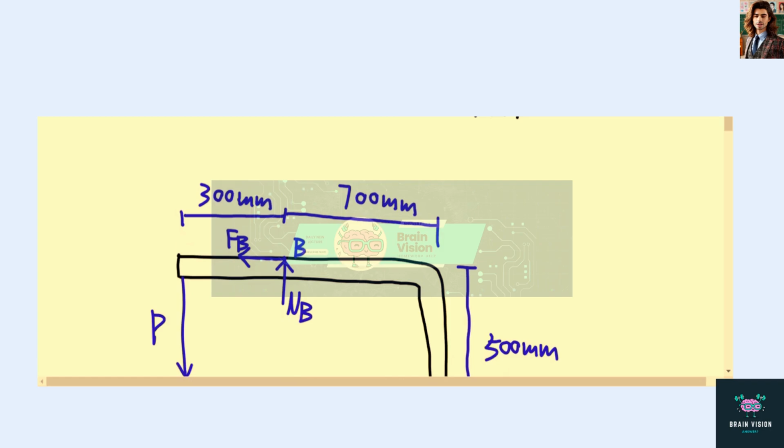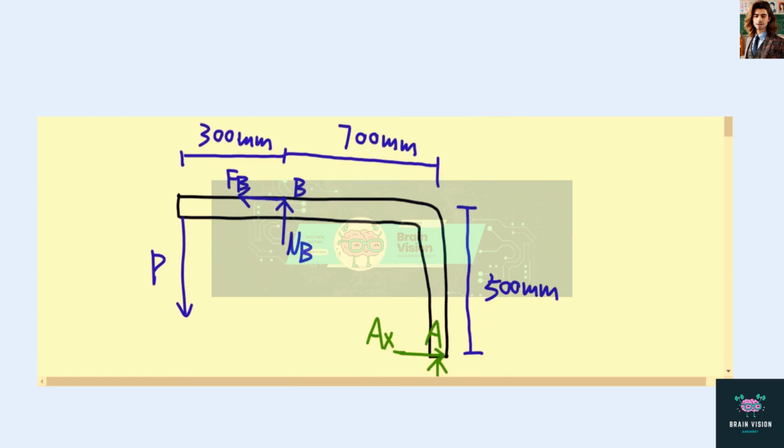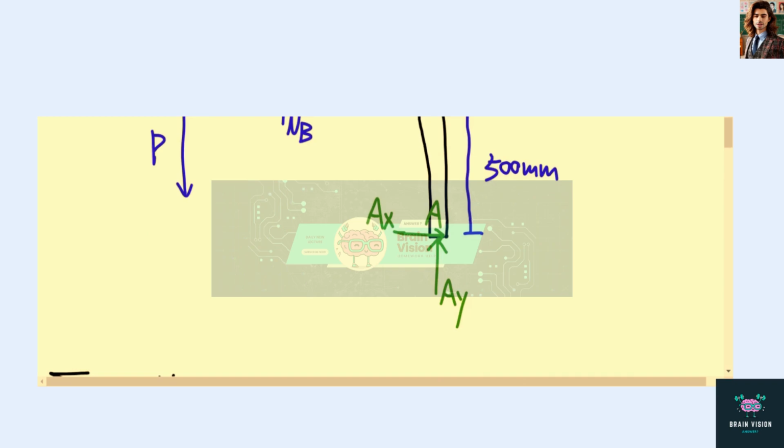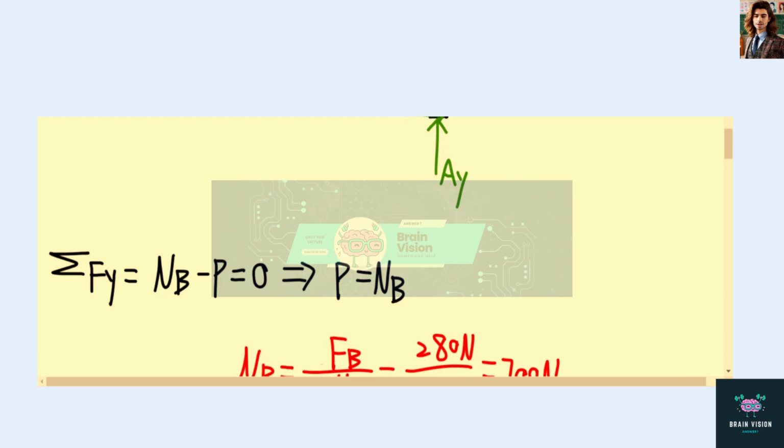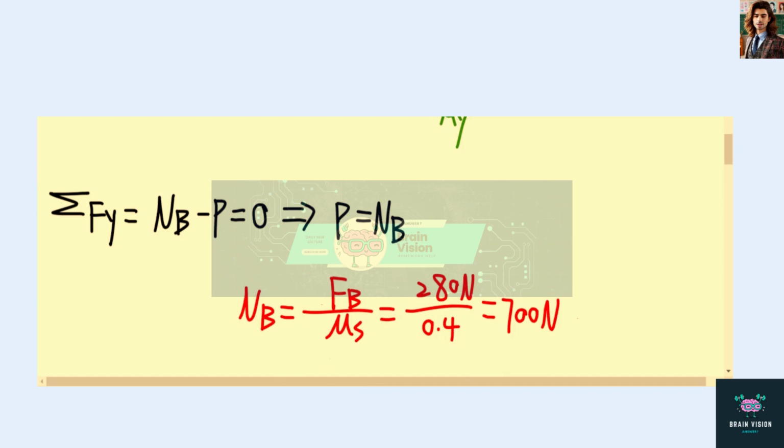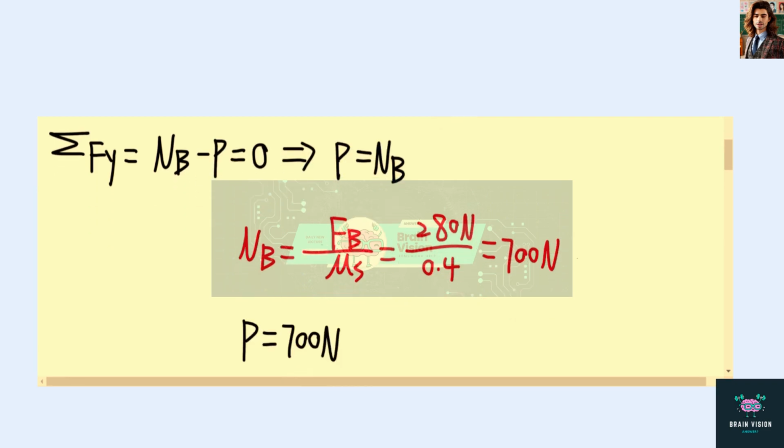And this is the force diagram for the brake bar. Now let's apply the force equilibrium for the brake bar. The net force along the y direction is NB minus P, so force P is equal to NB. Since the friction at point B is static friction, NB is equal to FB over mu s, which is 280 Newton over 0.4, equal to 700 Newton. Therefore, force P is equal to 700 Newton, which is the smallest value for the force P.